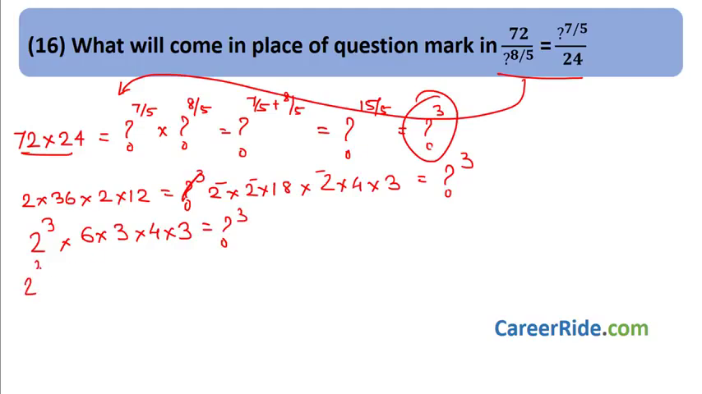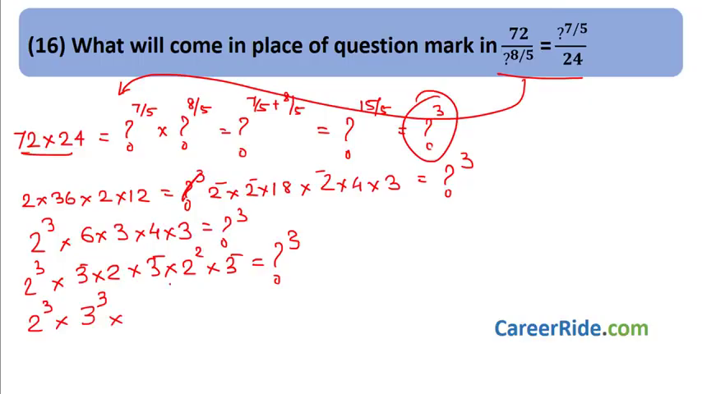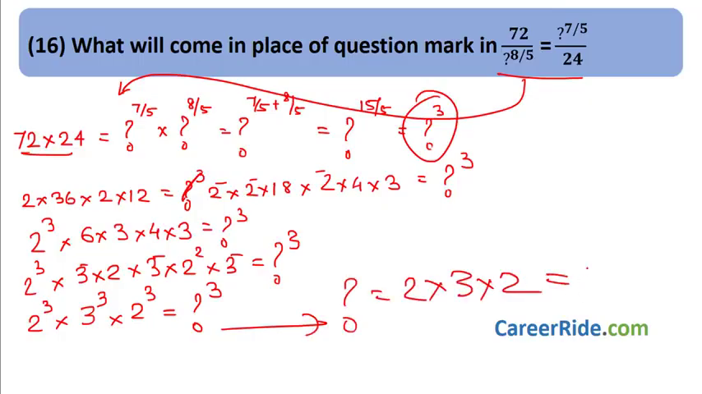2 cube multiplied by 6 is nothing but 3 into 2 into 3 into 4 is 2 square into 3 would be equal to cube. So we'll have 2 cube into this 3 and this 3 cube into 2 square is 2 cube would be equal to question mark cube. Take the cube root, you will get the answer as 2 into 3 into 2 equal to 12.